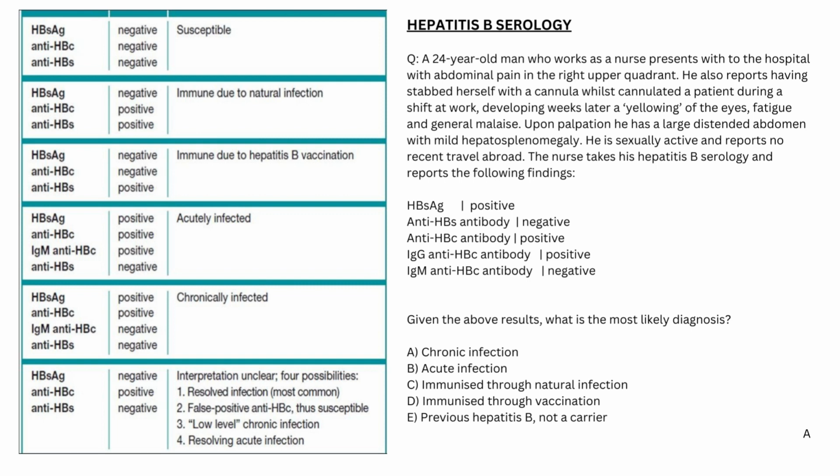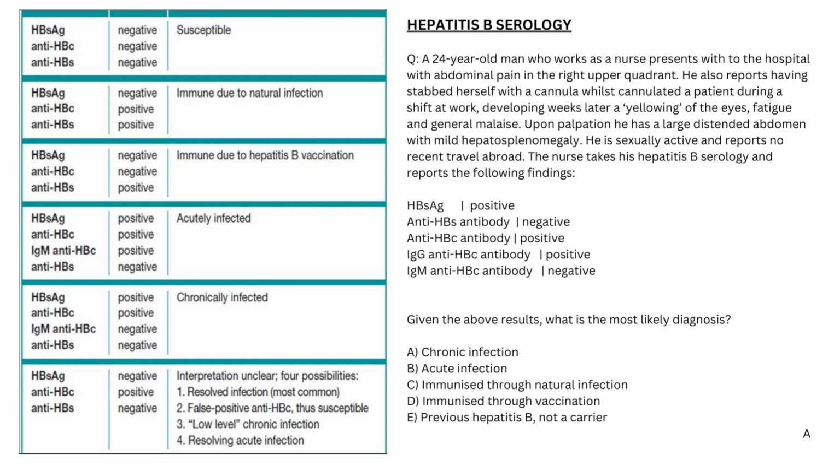So the first one, the Hep B surface antigen, is always present if there's an active infection. The anti-HBC core antibody will be present if there's a previous or an ongoing infection. Anti-hepatitis B surface antibody will only ever be present if the patient has been exposed to the surface antigen via vaccination.